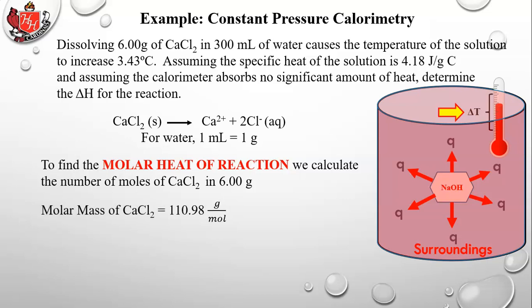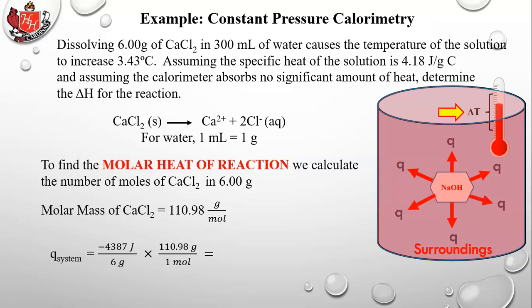So for CaCl2, again, you can compute that from your periodic table: 110.98. You add 2 Cl's plus 1 Ca, from the molar masses at the bottom of each of those elements, and you get 110.98. So now you do the conversion. The Q of the system is negative 4387 joules for every 6 grams. So that's how much heat you got out of 6 grams of CaCl2.